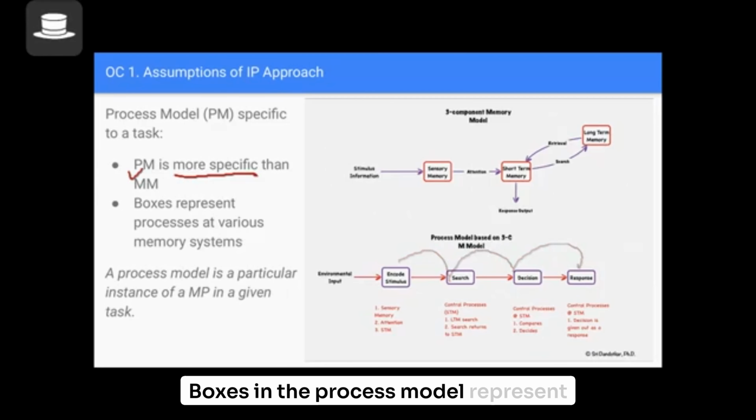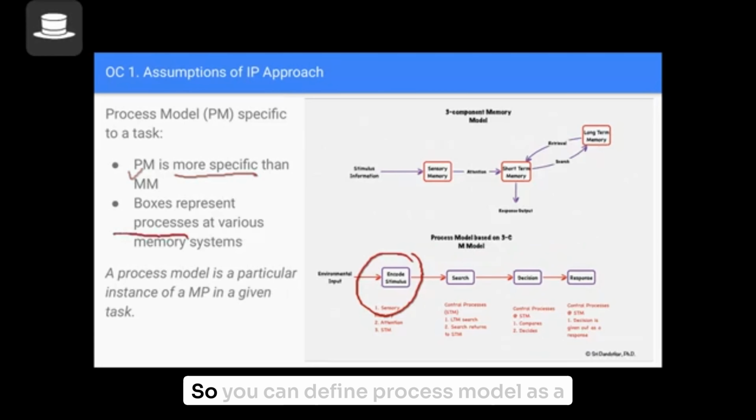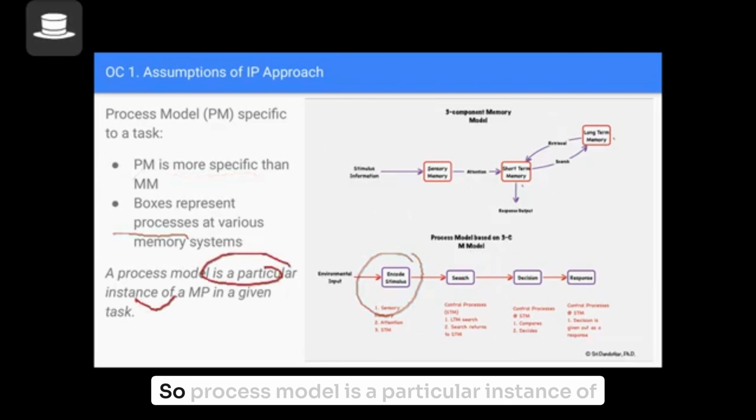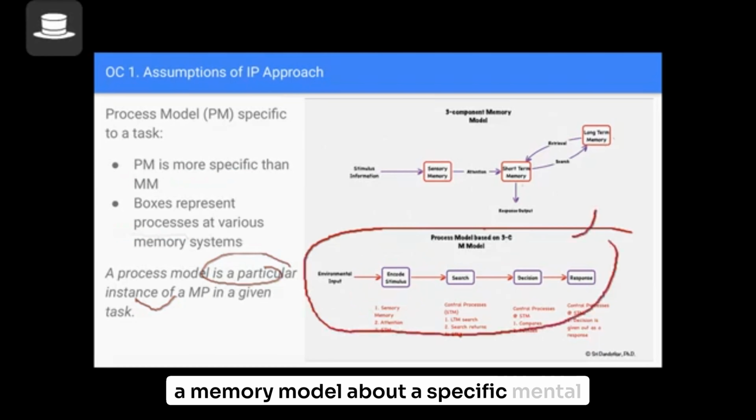Boxes in the process model represent processes at various memory systems. So you can define a process model as a particular instance of a mental process in a given task. A process model is a particular instance of a memory model about a specific mental process, and it is very specific to a given task.